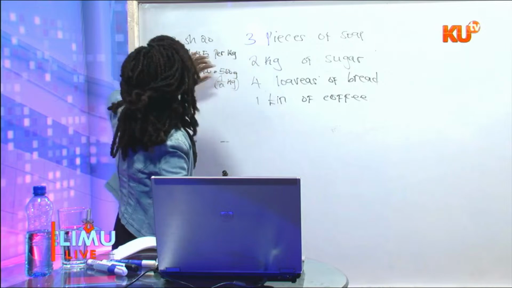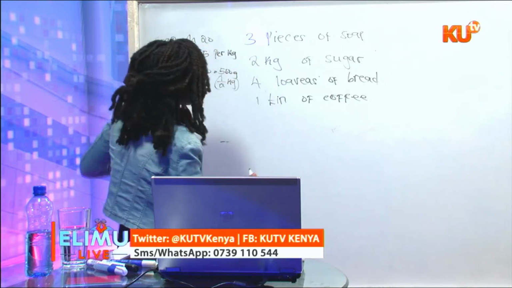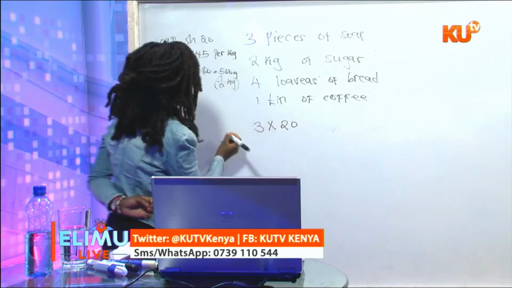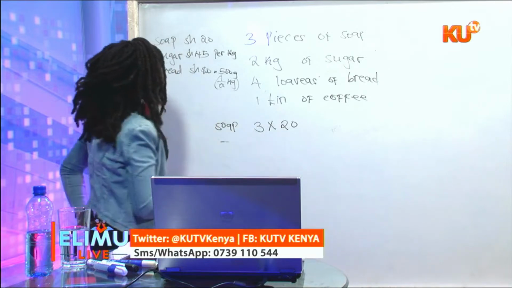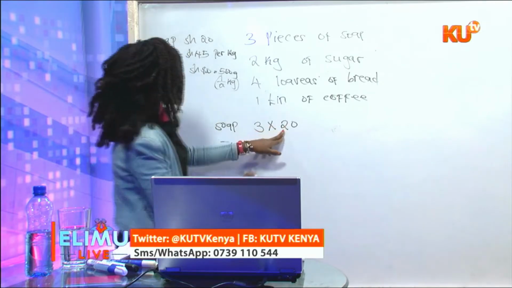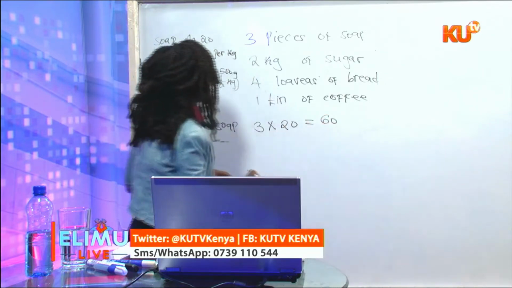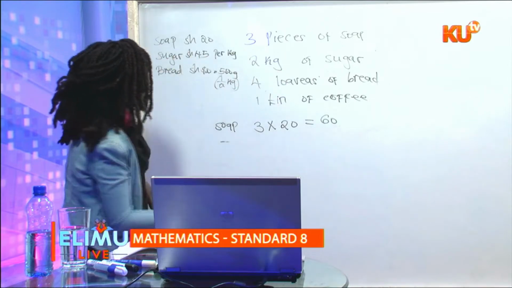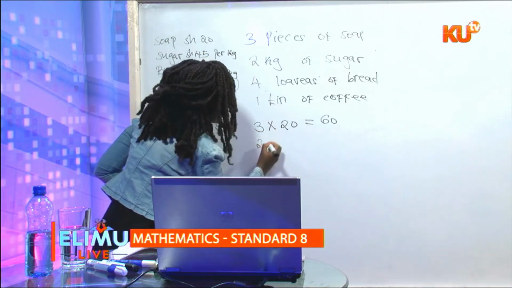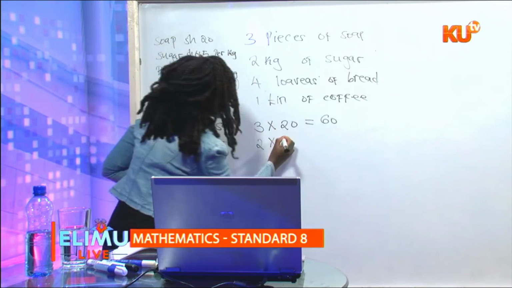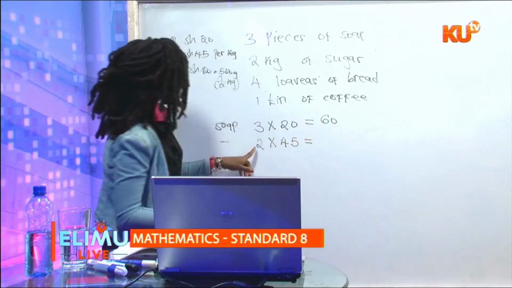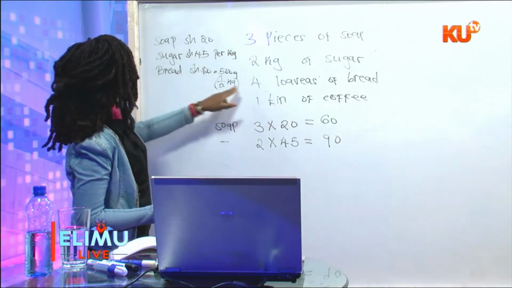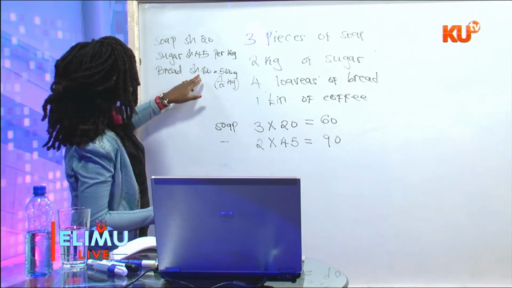So 3 pieces of soap, and a piece of soap costed 20 shillings each. So we are going to take the 3 pieces times the cost of 1 piece. This is soap. So 3 pieces times 20 shillings per piece. Here we get 60 shillings. The other one is 2 kgs of sugar, and 1 kg costed 45 shillings. So it is the number of kgs, 2 kgs, times the cost of 1 kg, which is 45. So it's going to be 2 times 45. We get 90 shillings. Then 4 loaves of bread, and 1 loaf costed 80 shillings.